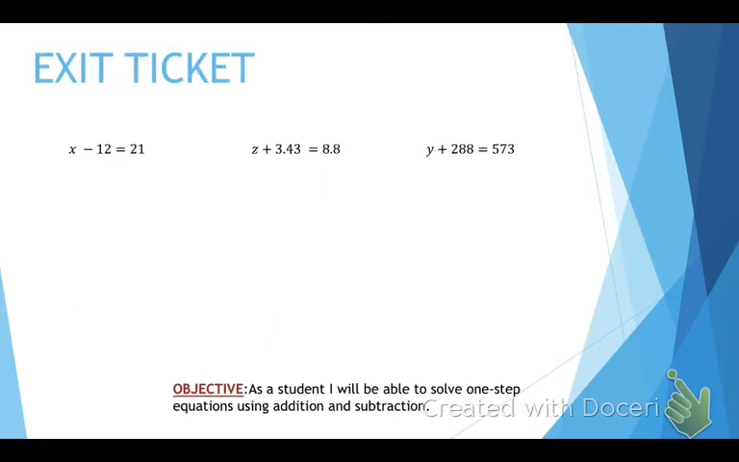Alright, this is the end of your video. You need to do these 3 questions on your own as your exit ticket. When you are finished with them, I actually want you to show them to Mr. Williams. I literally want you to show him because he will not accept it if you don't draw your line, show your variable, check your work.